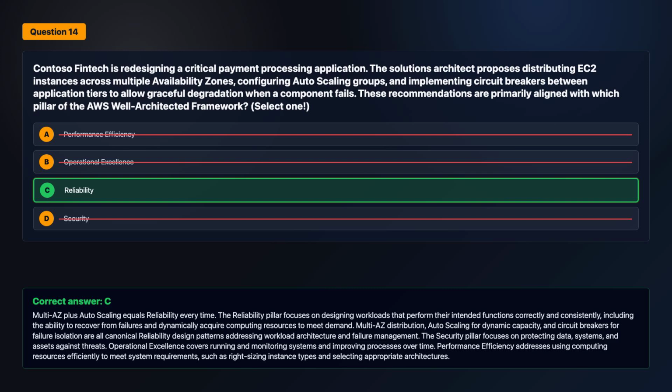The security pillar focuses on protecting data, systems, and assets against threats. Operational excellence covers running and monitoring systems and improving processes over time. Performance efficiency addresses using computing resources efficiently to meet system requirements, such as right-sizing instance types and selecting appropriate architectures.